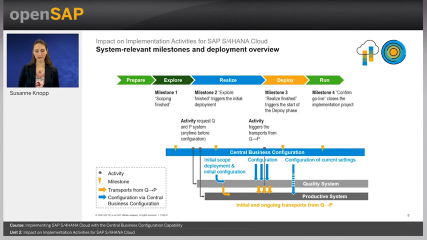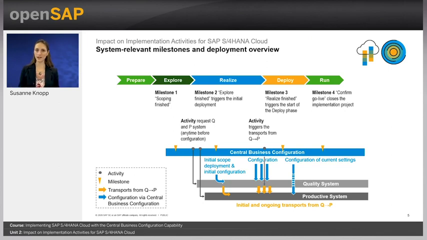After the explore phase finished milestone is reached, the realize phase starts off. Within the realize phase, you do further configurations to your S/4HANA Cloud system, and you have to trigger from central business configuration the activity to transport the configurations from quality system to productive system. Once you're done with all of your realize phase activities, you set the milestone realize finished. That triggers the start of the deploy phase.